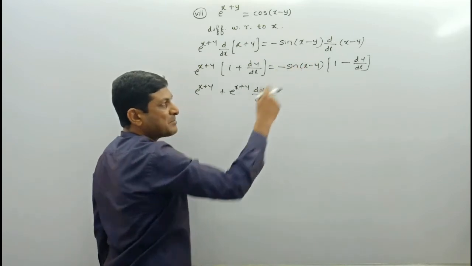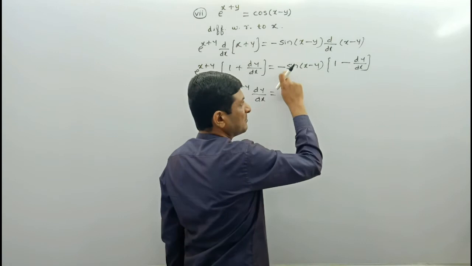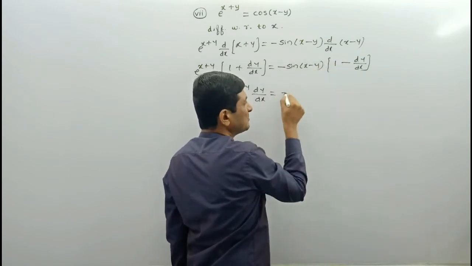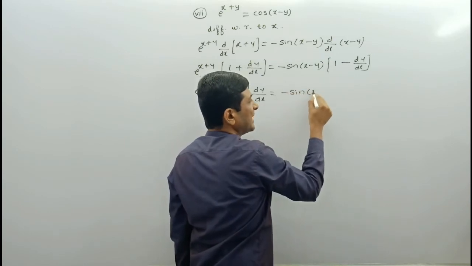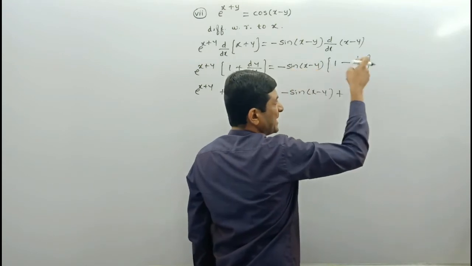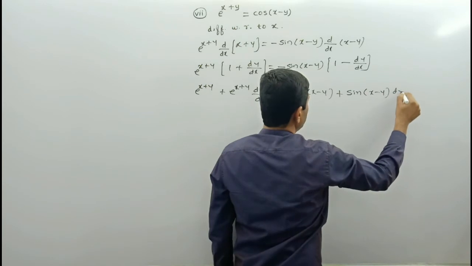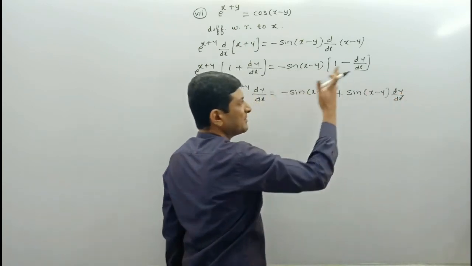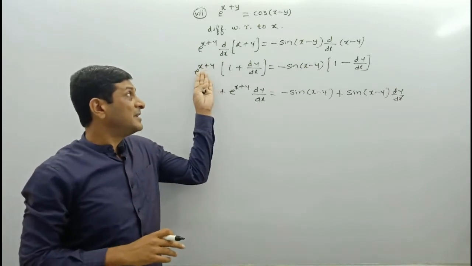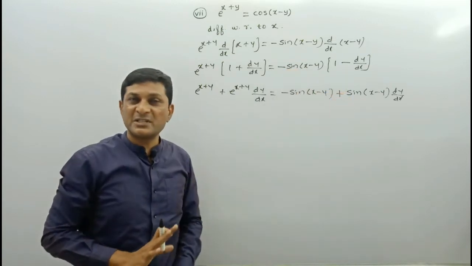And here also I am multiplying by minus sin x minus y to both the terms in this bracket. Minus into plus will be minus, sin x minus y into 1 is minus sin x minus y, and here minus into minus will become plus, and sin x minus y into dy by dx is sin x minus y into dy by dx. We have to open the bracket so that we are easily able to simplify it. That's why I am multiplying by e raised to power x plus y to both the terms in this bracket, and here also we are using the same method.